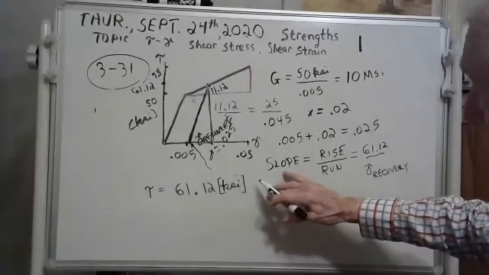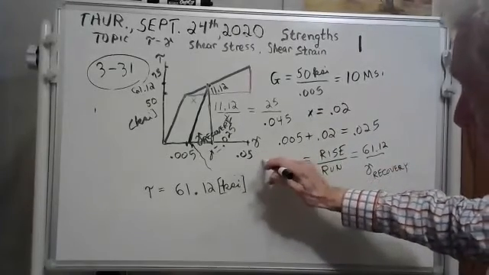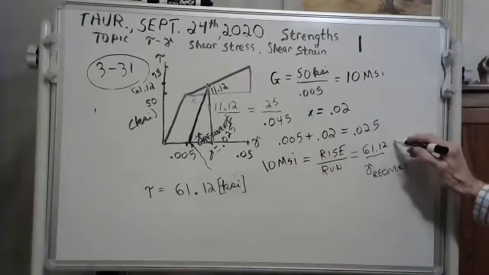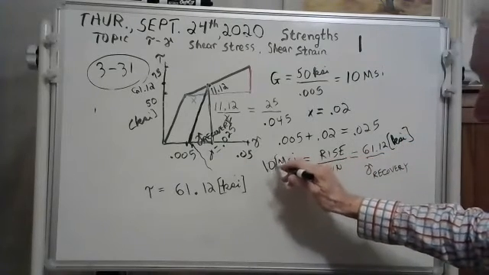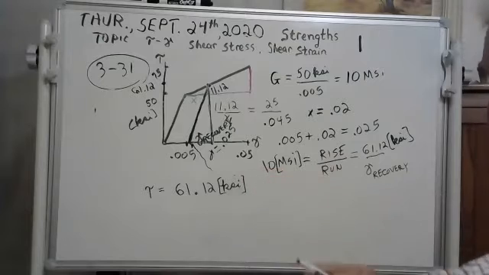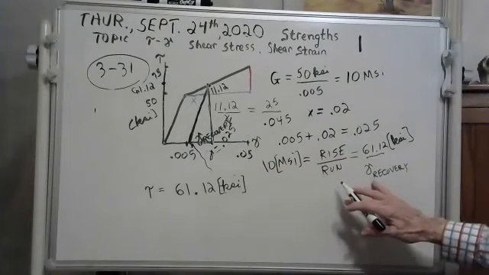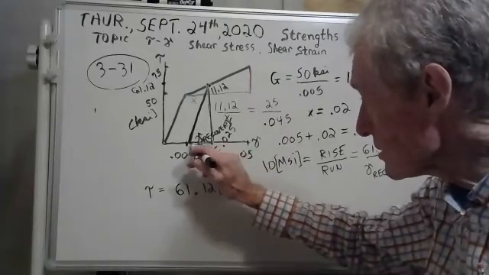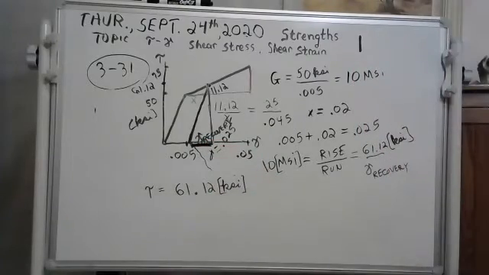And see, we know what this slope is. It's 10 MSI. So let's put it in there. 10 MSI. Now this 61.12 is in KSI. And this 10 is in MSI. Now I'm going to be quiet for a minute. And I want you to take your calculators. And I want you to find this shear strain recovery. You understand what that is? That's this distance here. That's the shear strain recovery. All right, go ahead.